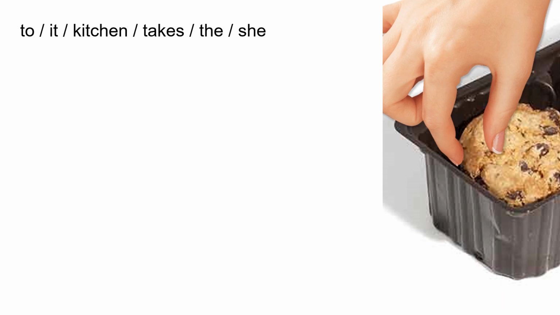To, it, kitchen, takes, the, she. And then we have she, the subjective case, she. And the verb is takes. She takes what? After take, we usually need an object. She takes what? And then the only thing, kitchen and it, just like subject, object needs to be a noun.